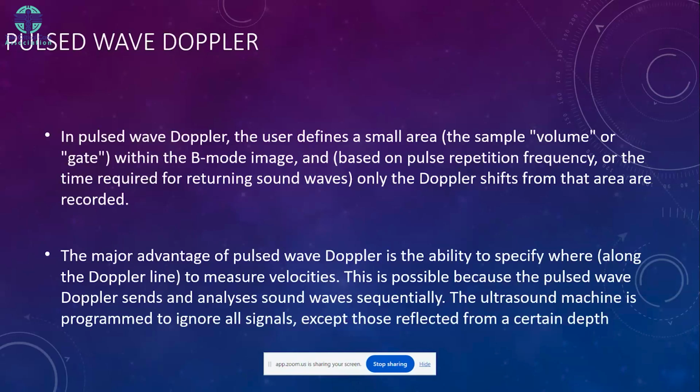it shows an ability to measure velocities. This is possible because the pulse wave sends and analyzes sound waves sequentially. And in this modality, the machine is programmed to ignore all the signals, so all aliasing is negated, except for those that are reflected from a certain depth. So you basically can target a particular slice of a tissue for your measurements.